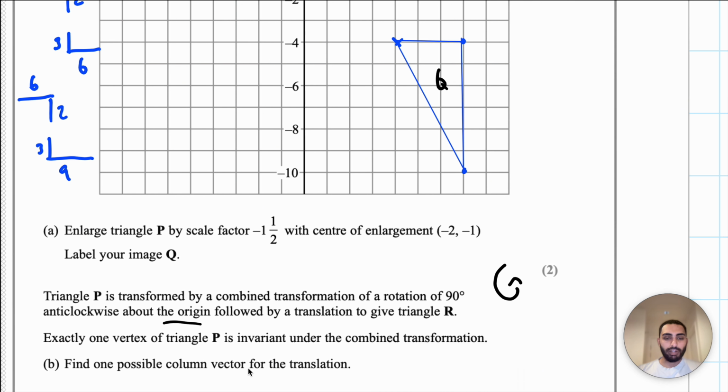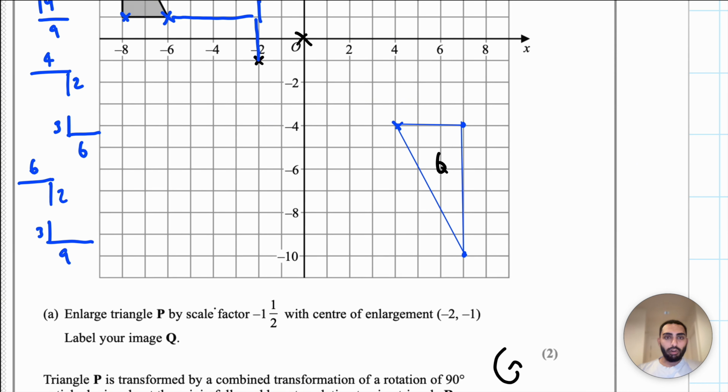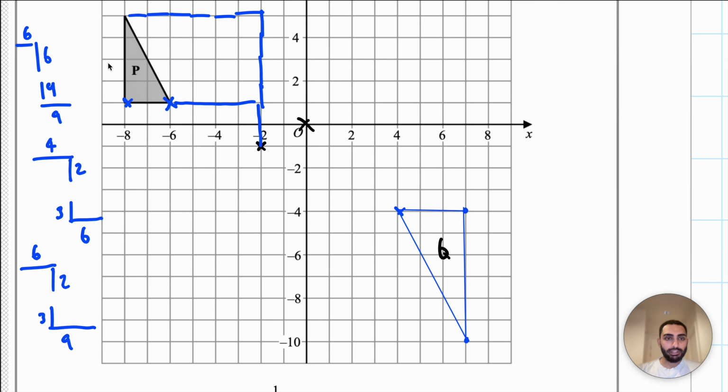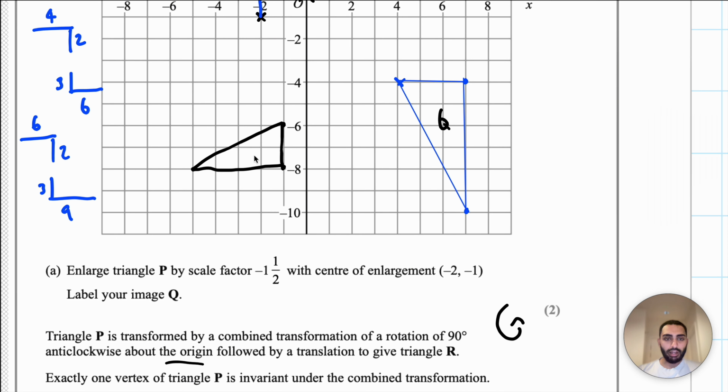Find one possible column vector for the translation. First thing that we're going to do is do this rotation of 90 degrees anti-clockwise. It's about the origin. So to do this rotation, you'd put your tracing paper over P, you draw around P, keep your pencil on the origin, and you'd turn your tracing paper 90 degrees anti-clockwise, so it's in this direction. And your final answer should look like this. So you'd have one point here, one point here, and the final point would be over here. Just join that up. So we've done part of the question, we've done the rotation. I'll just label that R for now.